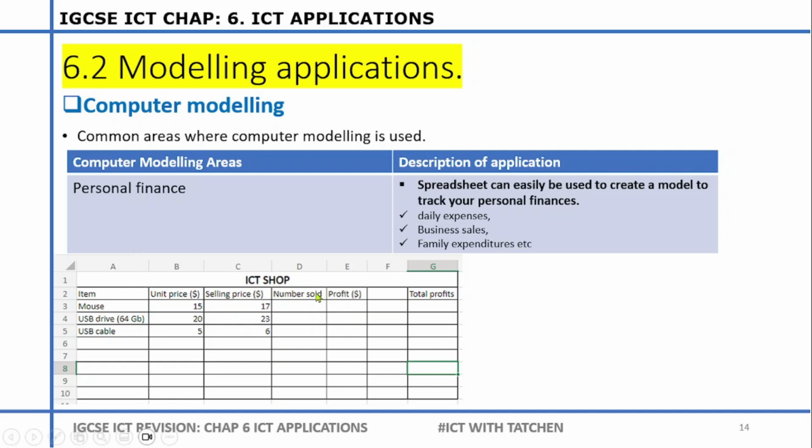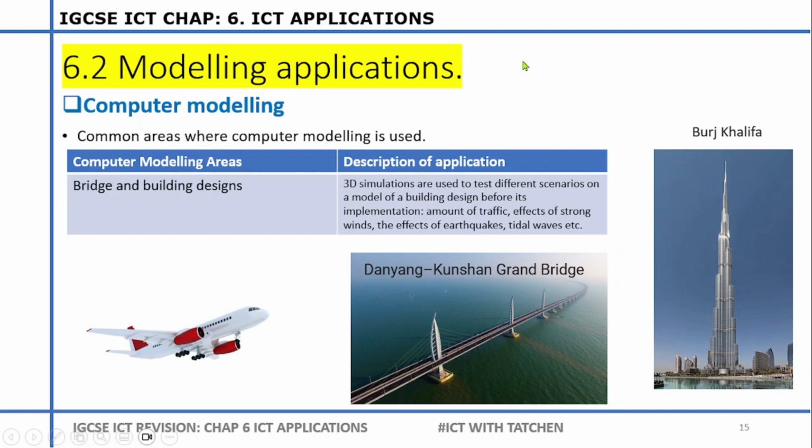So you can track expenditures, you can track sales and all those things with the help of ICT modeling. Now, these are other areas. Let's look at discipline. I've talked about that already. These are just some specific computer modeling areas.